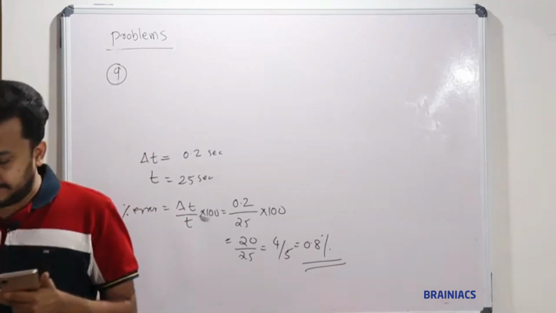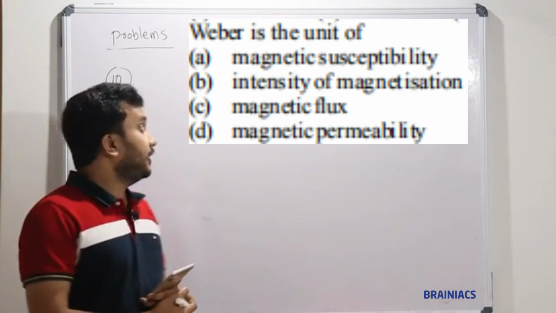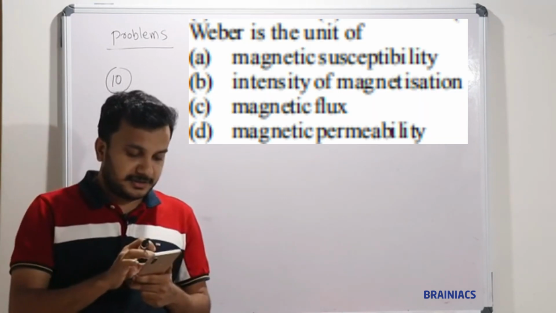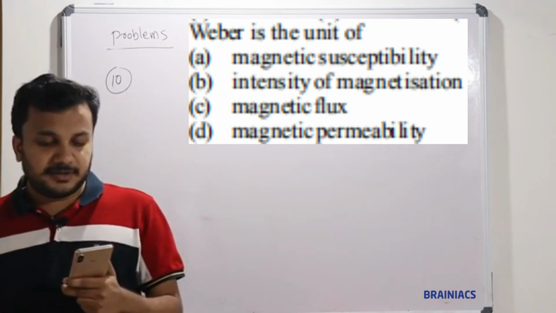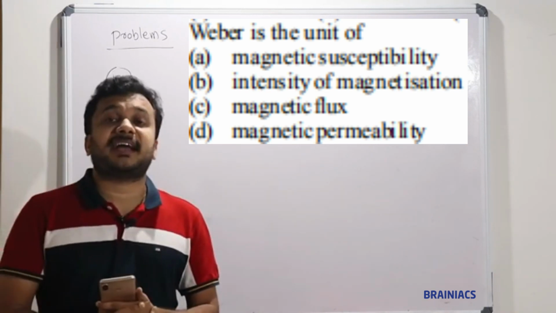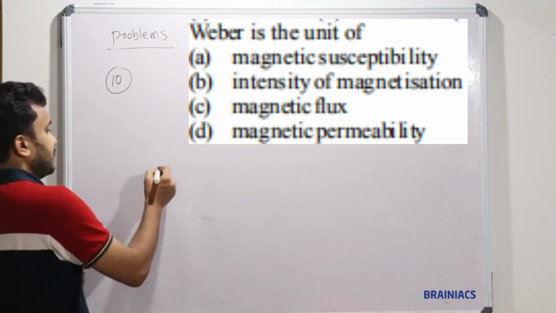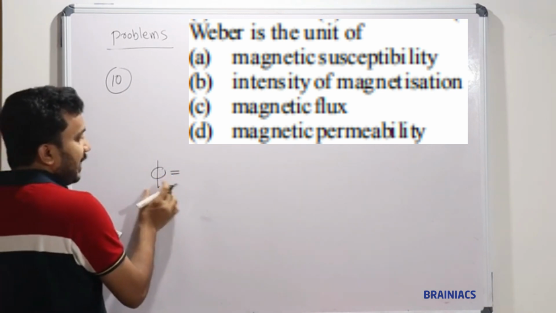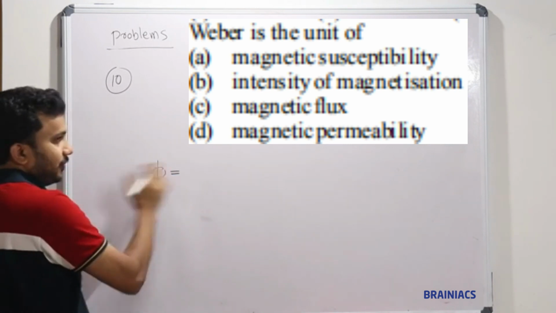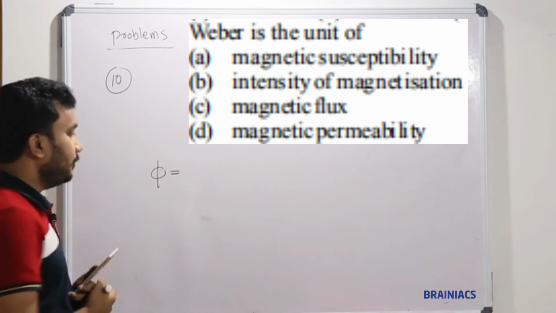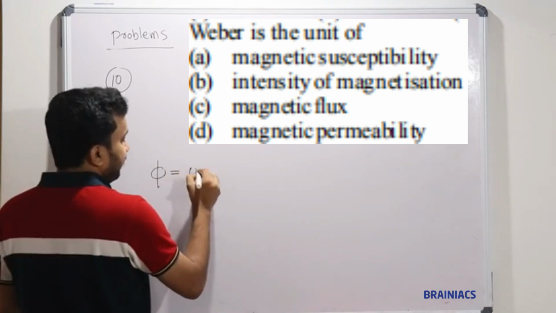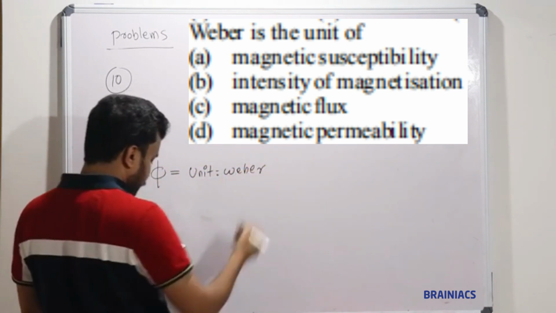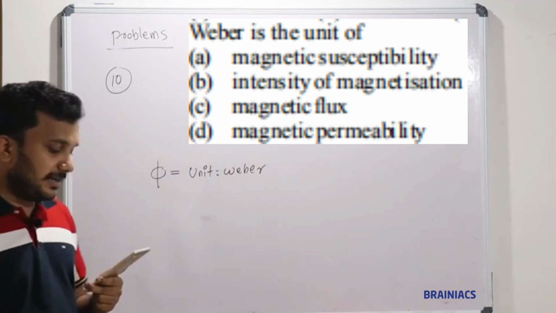Question number 10. Weber is the unit of what? This you will learn in second year. At the moment, just understand, Weber is a unit of magnetic flux. In physics, in second year, you will learn a term called flux. The magnetic flux formula I am not writing at the moment. The unit of magnetic flux is Weber.